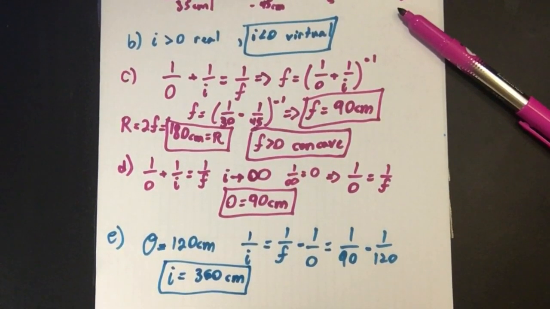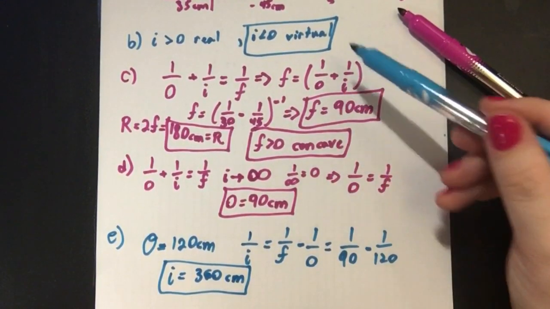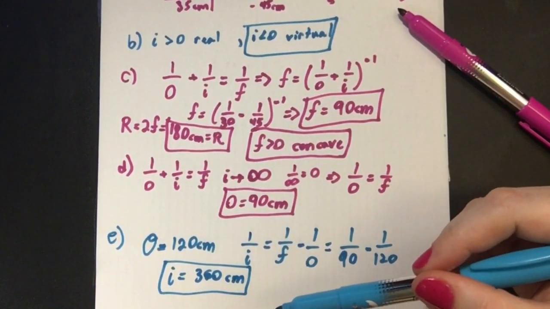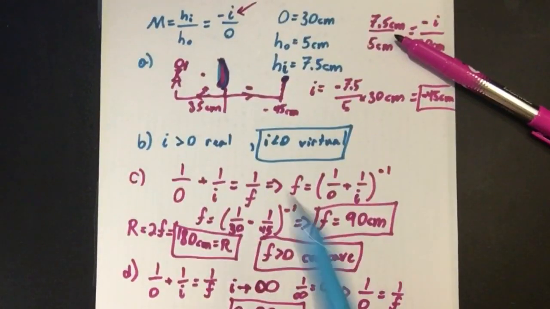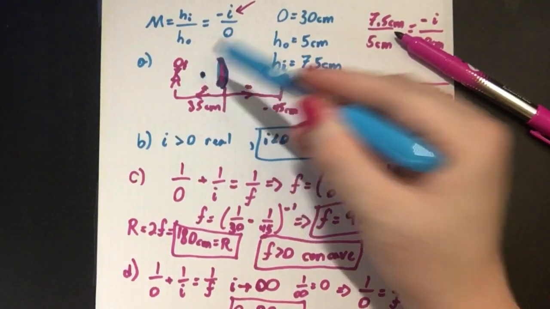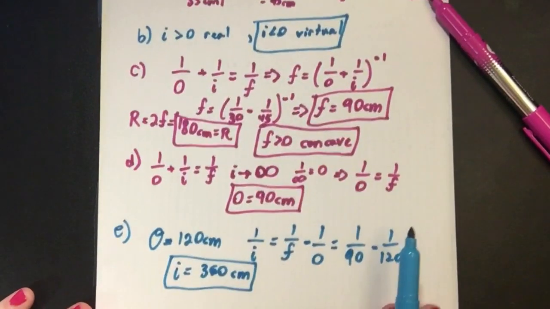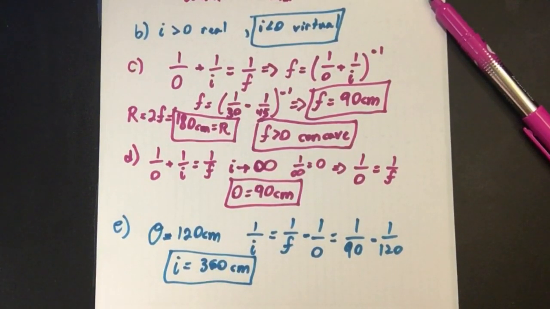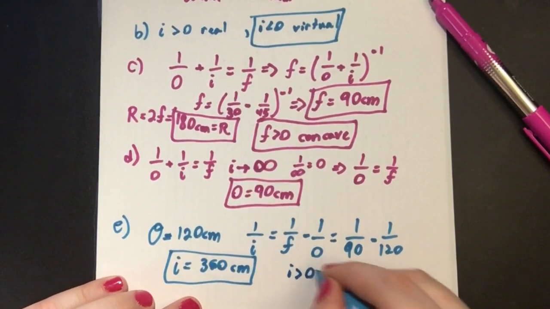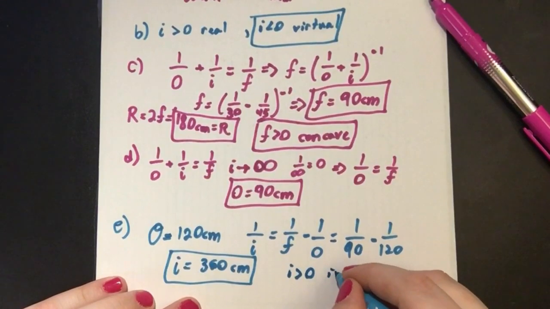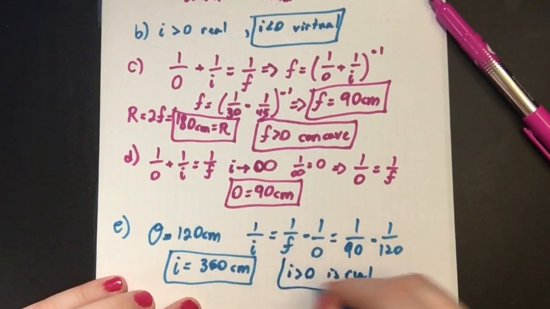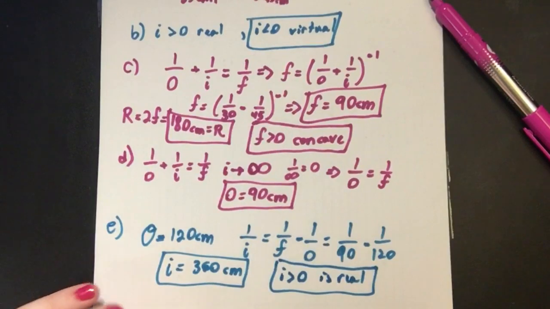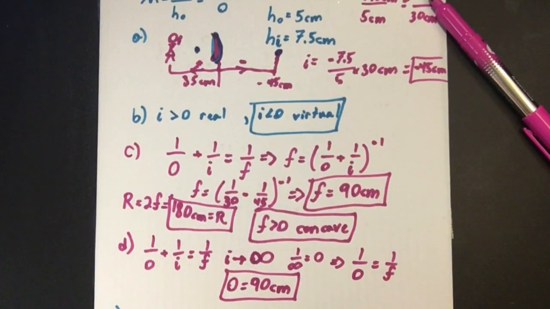So what does that tell us? Since I is greater than 0 now, if we remember part B, that means it's in the front of the mirror. That means it's on this side now, which means we can actually see the physical photons. We can actually interact with the physical photons bouncing back to create our image. That means our image is real. So I greater than 0 is real. So that is our problem.